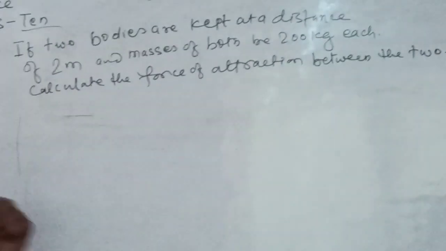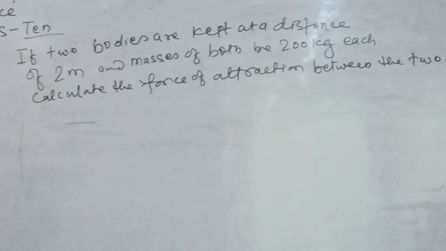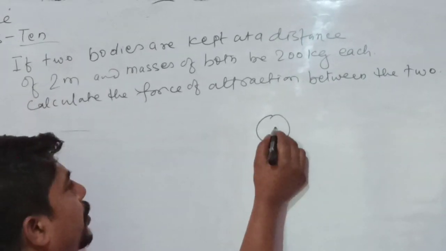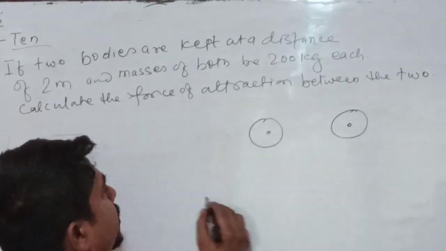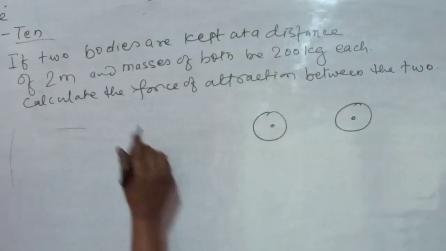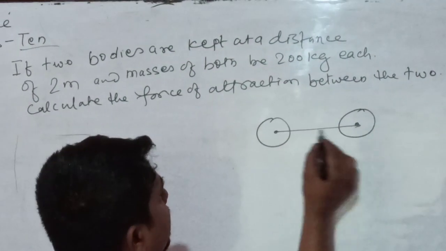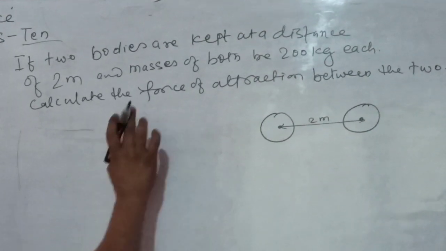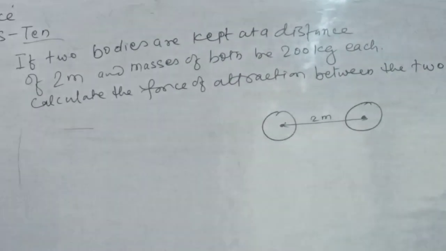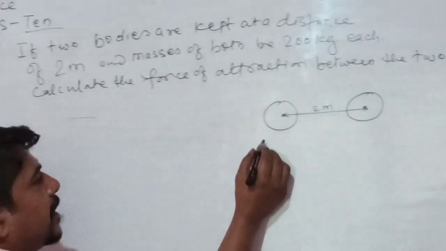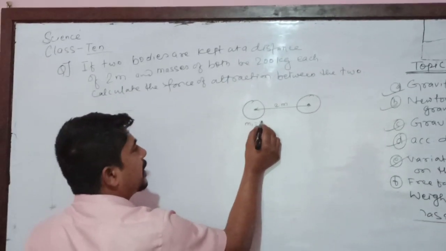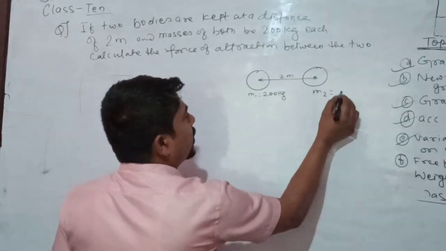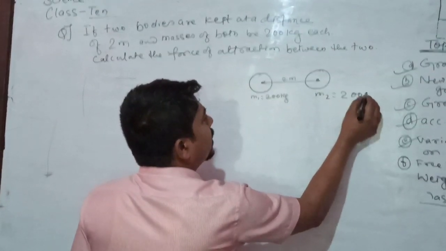Yes, the question says: if two bodies are kept at a distance of 2 meter, the distance between them is 2 meter, and the masses of both are 200 kg each. The masses are the same. Let's say m1 equals 200 kg, and for the other body, m2, the mass is also given: 200 kg.